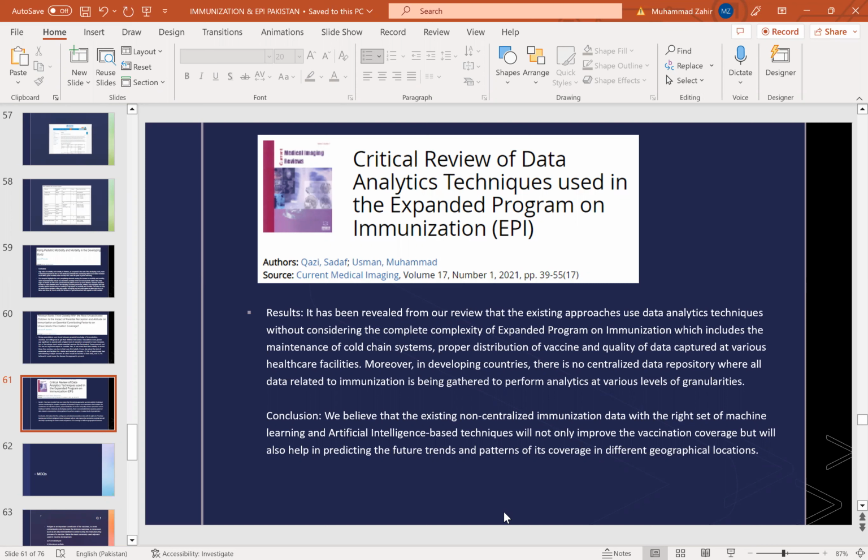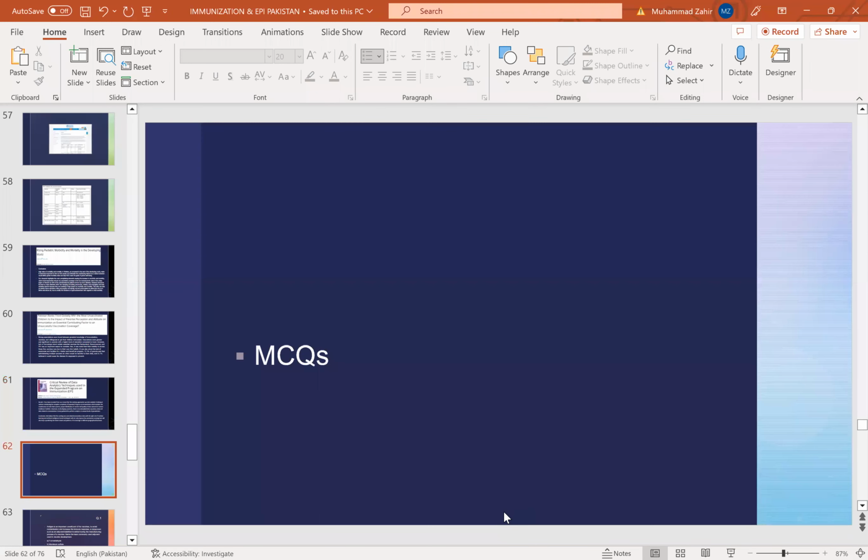Conclusion: we believe that the existing non-centralized immunization data, with the right set of machine learning and artificial intelligence-based techniques, will not only improve the vaccination coverage, but will also help in predicting the future trends and patterns of its coverage in different geographical locations.